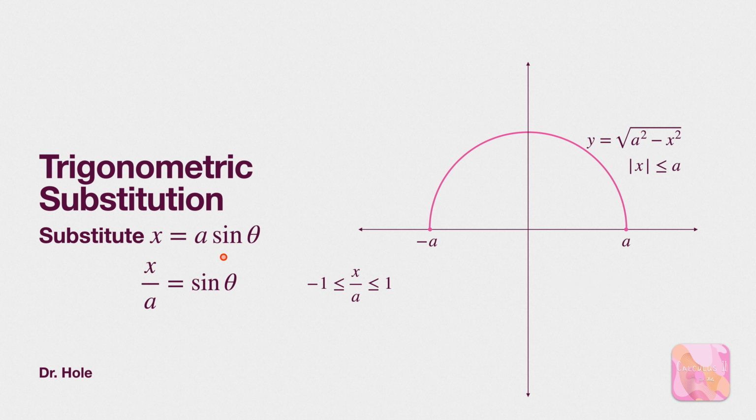Good. So in our expression, if we make the identity that x is some positive a times sine of theta, we can easily solve and come up with x over a is sine of theta. And this x over a, you want to recall, is reminiscent of the definition for sine in terms of a right triangle, where x would be the measure of the opposite and a would be the measure of the hypotenuse.